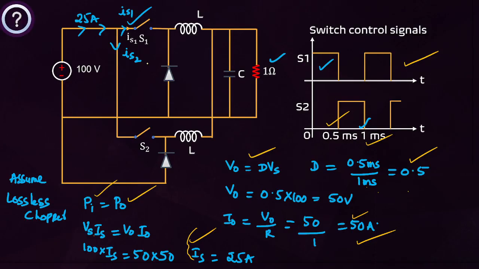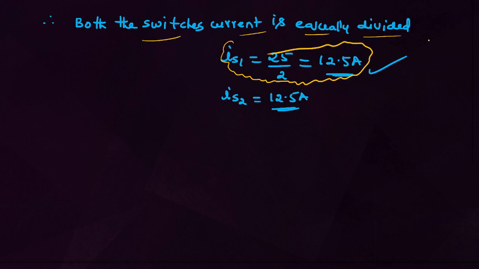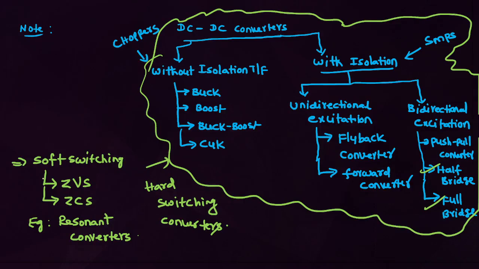Let us assume that both the choppers are the same type of chopper. If they are the same type, both the switch currents are equal. The currents are equally divided. Total current I got is 25 amperes. For each switch current, you have to divide by 2. That is 12.5 amperes.